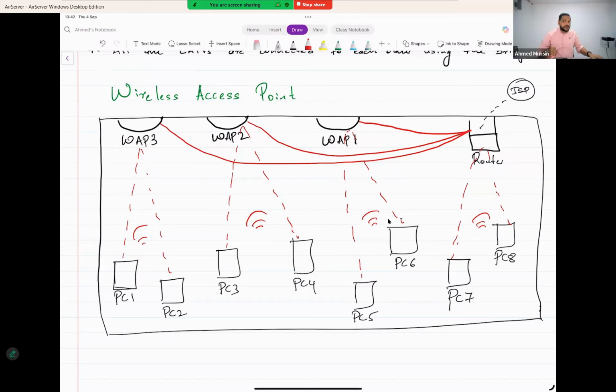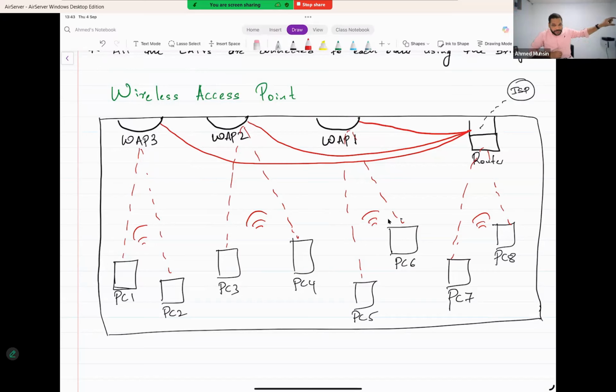So what do you think about the signal quality here? Wired connection, no problem. The wireless access point has a wired connection to the router. For a wired connection, distance doesn't really matter, right? We are assuming it's a large area, but not something like 5-6 kilometers in size. So it's a wired connection, and wired connections are generally much stronger than wireless. So what's going to happen?